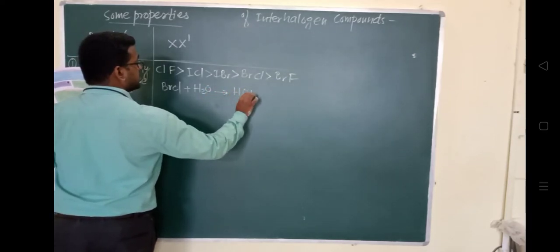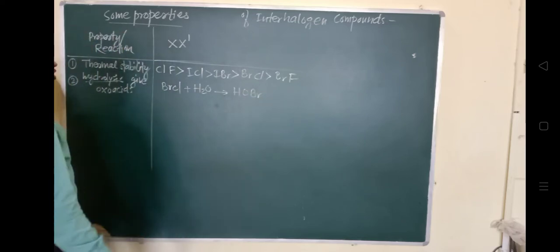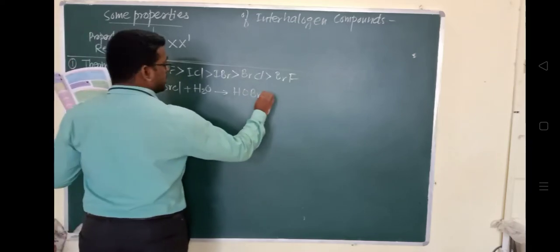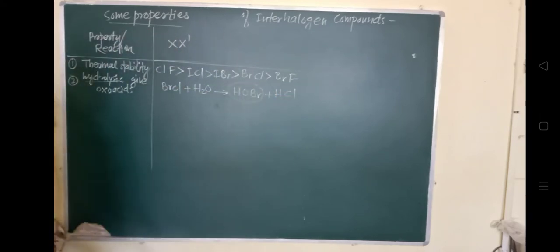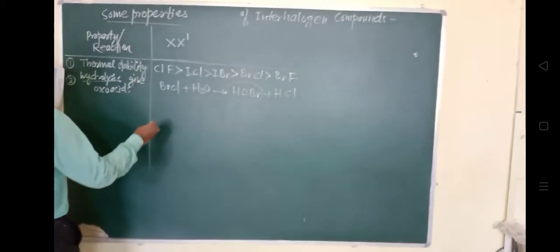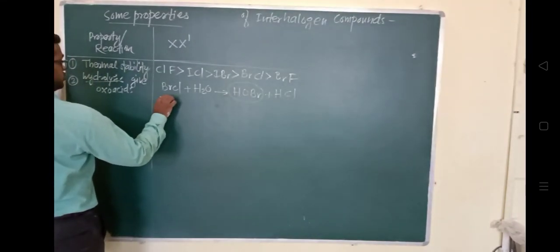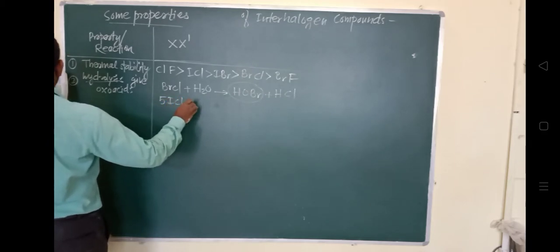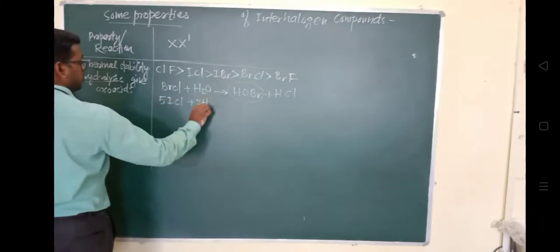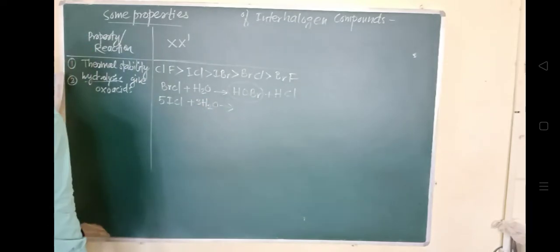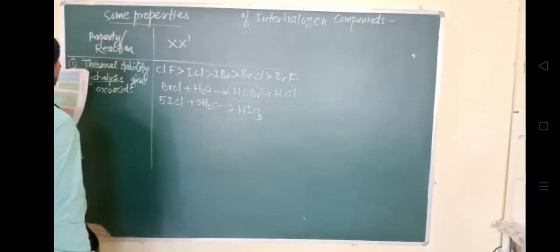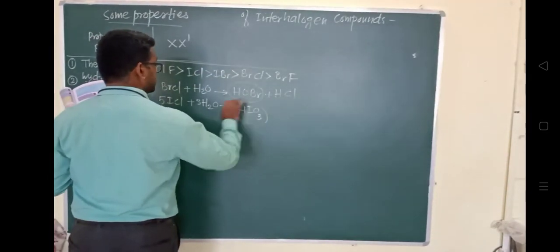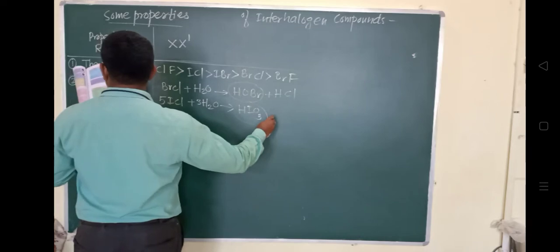Then in the case of ICl5, when it reacts with three H2O and gets hydrolyzed, it forms HIO3. You can see that this iodine is bonded to hydrogen as well as oxygen, forming the oxo acid, plus 5HCl plus I2. So this is the reaction.